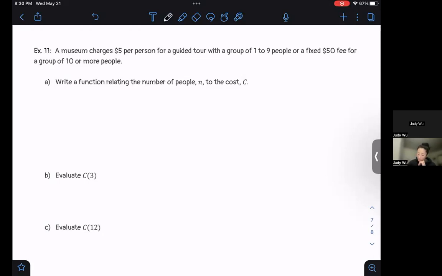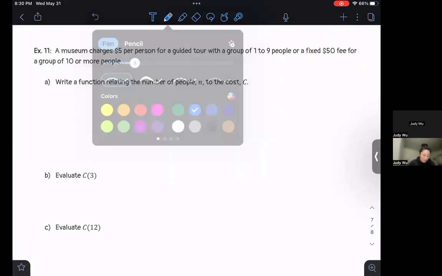Okay, so let's think about another scenario. Let's say a museum. You can go to a museum. They charge $5 if you want to go on a guided tour. But if you have a group of 10 or more people, then you only have to pay $50. Doesn't matter how many people you have, it's just a flat fee. Okay. And so our task is to write a function relating the number of people n to the cost c.